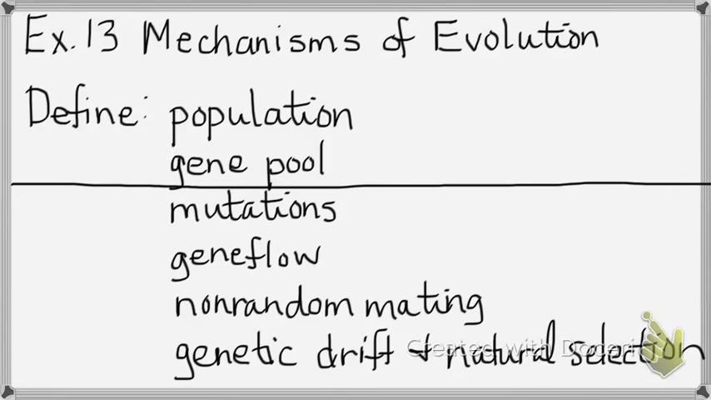So then lastly today, I have mechanisms of evolution. All of these definitions, these words that I have listed up here, are in your lecture notes: what a population is, a gene pool, what is mutation, what is gene flow, what is non-random mating, what is genetic drift, what is natural selection. In your lab manual, they are on page 166. I'm not going to spend time because we are short, but you can find all of these definitions either in your lecture notes or in the lab manual, page 166.